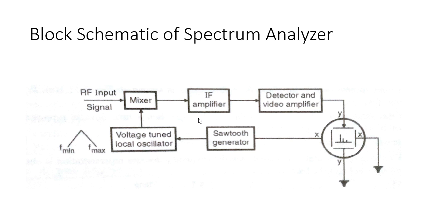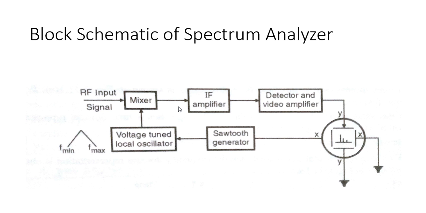So this RF input is applied to the mixer, and the output of the voltage tuned oscillator is used to beat with the input signal in order to produce the IF frequency. This phenomenon and the other things are adjusted to get the IF frequency. That's it. This IF component is produced when the corresponding component is present in the input signal. So based upon the input component, the IF frequencies are selected, and this resulting IF signal is applied to the detector and video amplifier.